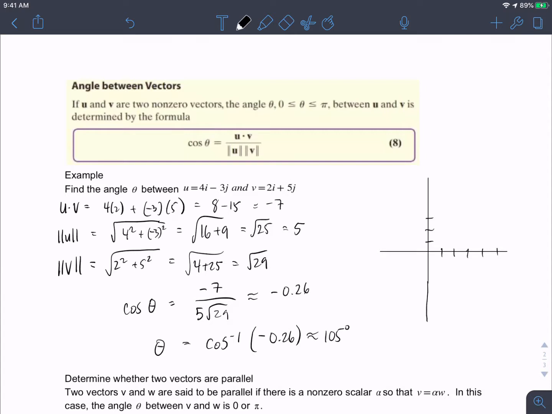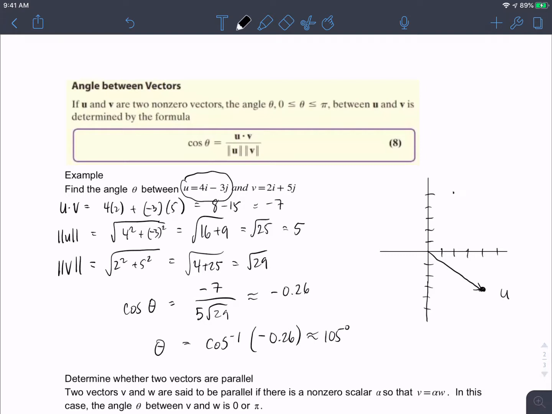1, 2, 3, 4, 5. Okay, so this first vector u, right here, it's going to go along the i 4 and then down 3. So that's going to be this point right here. So the position vector is going to be this one. That is my u.